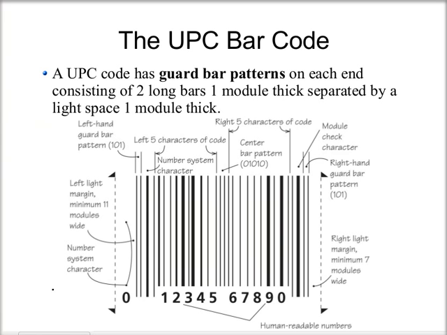So here's a picture of a whole UPC barcode. The UPC code also has guard bar patterns on each end, and in this case they consist of 2 long bars, 1 module thick, separated by a light space, 1 module thick. So you can see the guard bars on either end here. Now, UPC barcodes are much harder to read or to draw without the help of a computer, so we'll just focus on the idea of how they work.